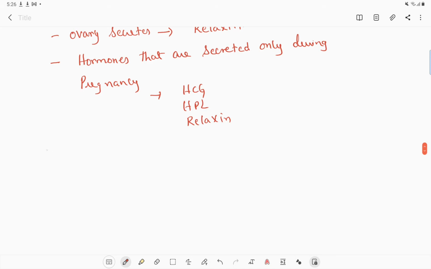Then the presence of HCG in urine indicates pregnancy. If HCG is secreted into the blood, it is sent out along with the urine. So the presence of HCG indicates that the woman is pregnant.